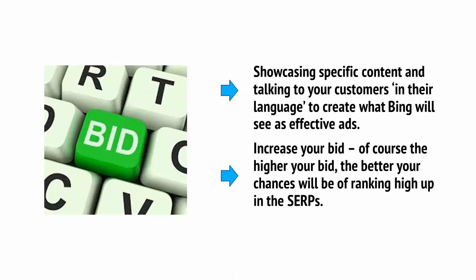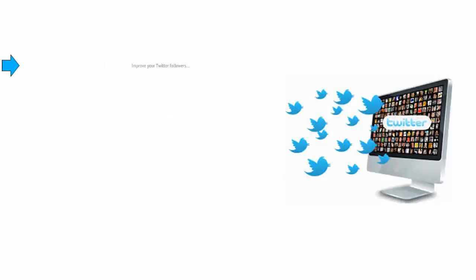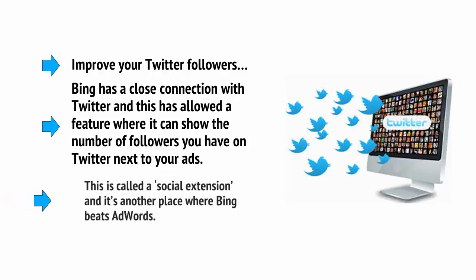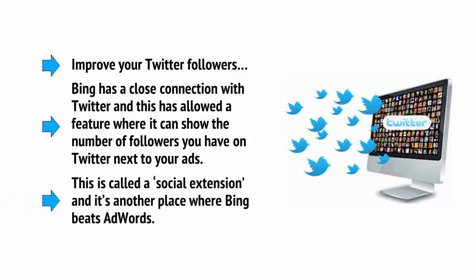Increase your bid. Of course, the higher you bid, the better your chances will be of ranking high up in the SERPs. And here's one not from the site. Improve your Twitter followers. Bing has a close connection with Twitter, and this has allowed a feature where it can show the number of followers you have on Twitter next to your ads. This is called a social extension, and it's another place where Bing beats AdWords.